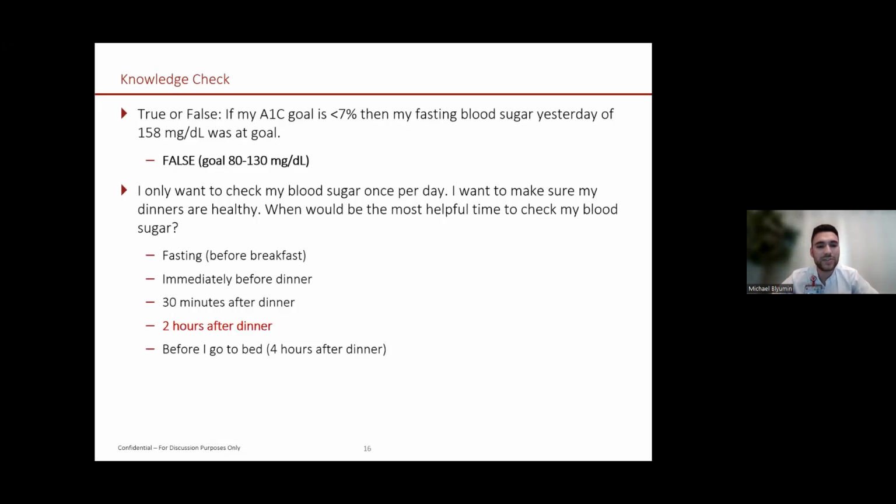Here the answer would be 2 hours after dinner. Now that's the best time to check on what our food has done to our blood sugar because we fully absorbed our meal at that point. So Michael, for 2 hours after dinner, is this after the first bite or the last bite of food? Yeah, so this would be after you basically start dinner. So if you started dinner at 7, first bite or so, you'd probably want to check between 8 and 9, probably closer to 9. Perfect, thanks.